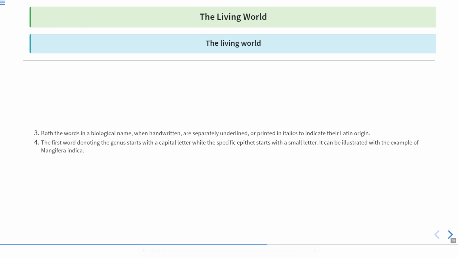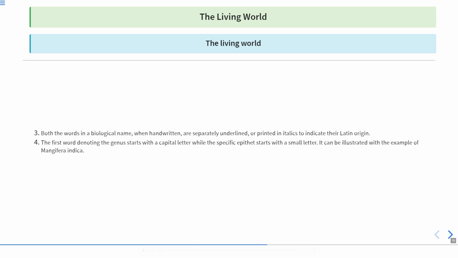Third point, both words in a biological name, when handwritten, are separately underlined, or printed in italics, to indicate their Latin origin. When you write a scientific name by hand, the genus should be underlined and the specific epithet should be underlined separately. Underlining shows that it is of Latin origin, because it is handwritten. But when it is printed, it should be in italics.